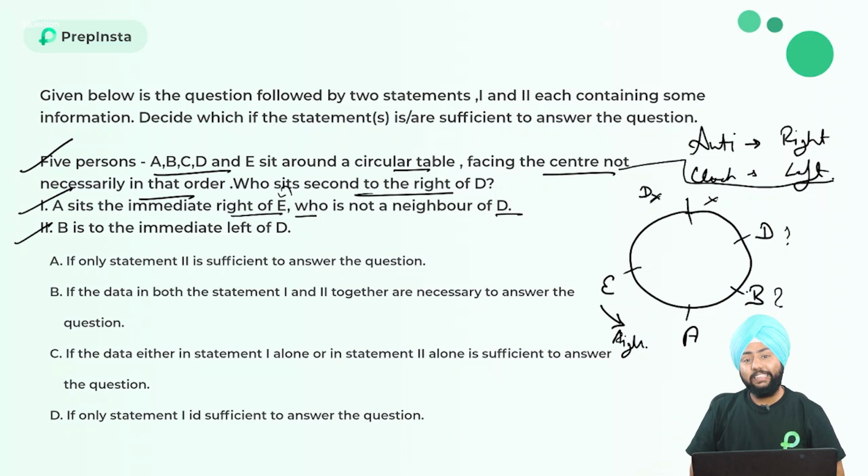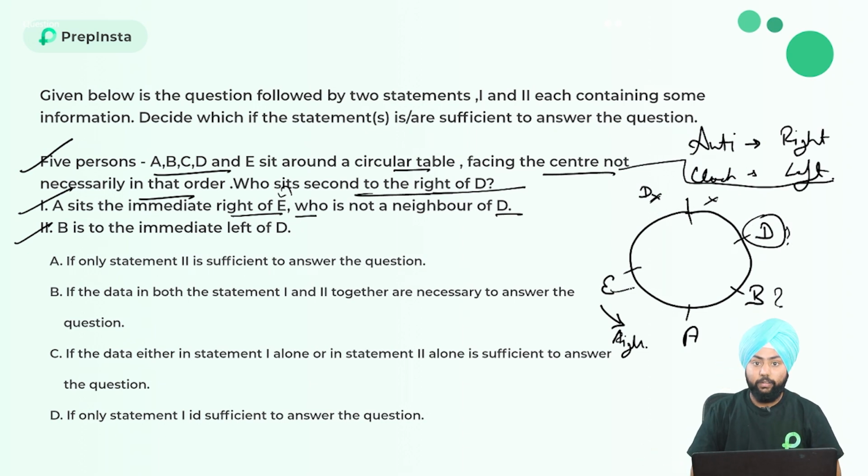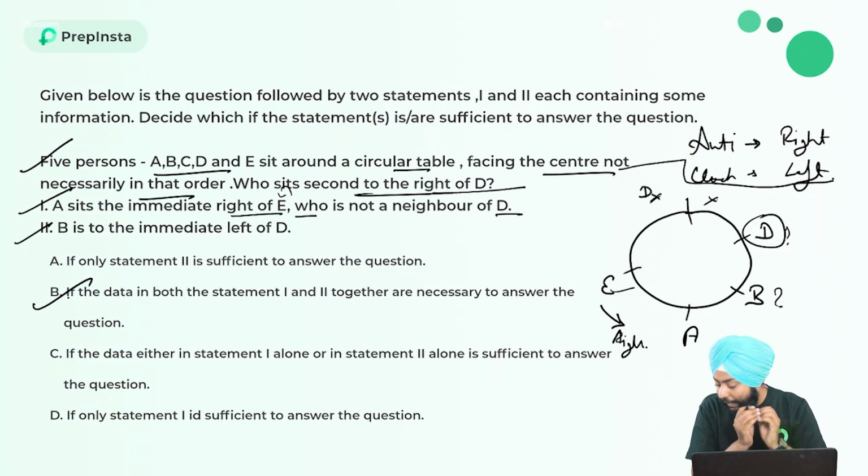Now, can I answer who sits second to the right of D? Yes, D is here, and second to the right means anti-clockwise. I know it's E. Fine. So I can answer using both the statements together. So my answer should be option number B, if the data in both the statement one and two together are necessary to answer the question.